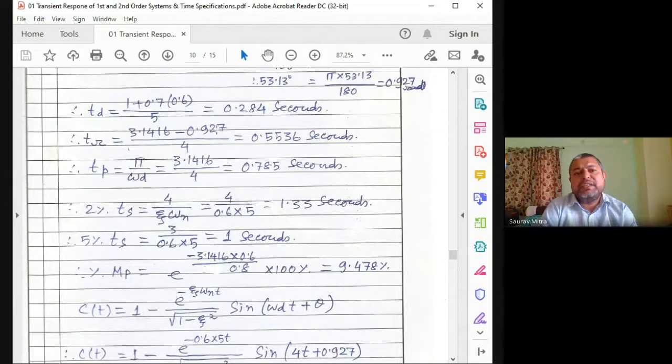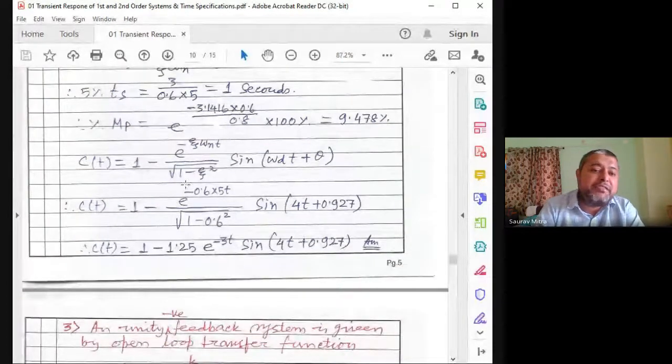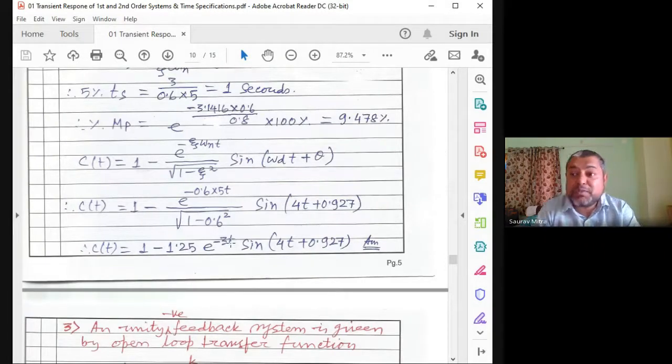So first you calculate TD, then TR, then TP, and 5% settling, that is 3 by zeta omega n, and then 2% settling time, and finally percentage MP. So calculating this 6 actually will give you 10 marks. And finally, I have calculated what is 1 minus e raised to minus zeta omega n t divided by root of 1 minus zeta square, sine of omega dt plus theta. That is the equation of CT. So this is the equation that you are going to get when you are finding the step response of a second order RLC system. So these are the things that I want to tell you.